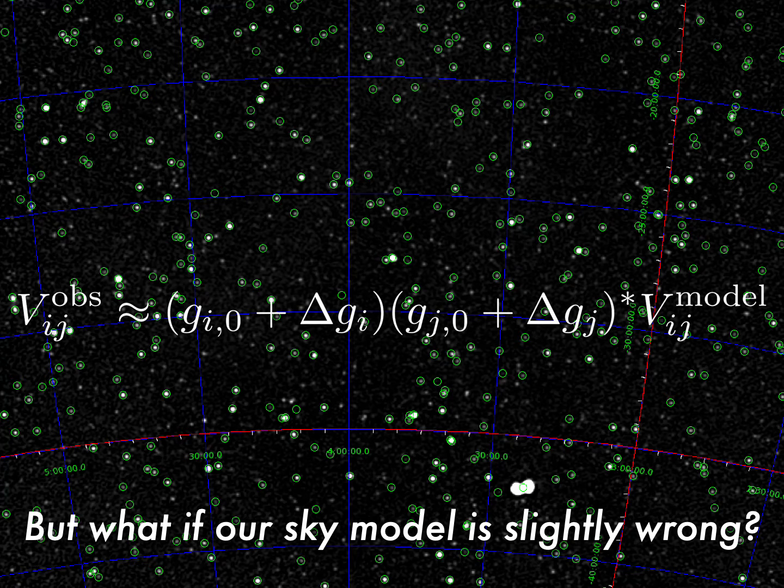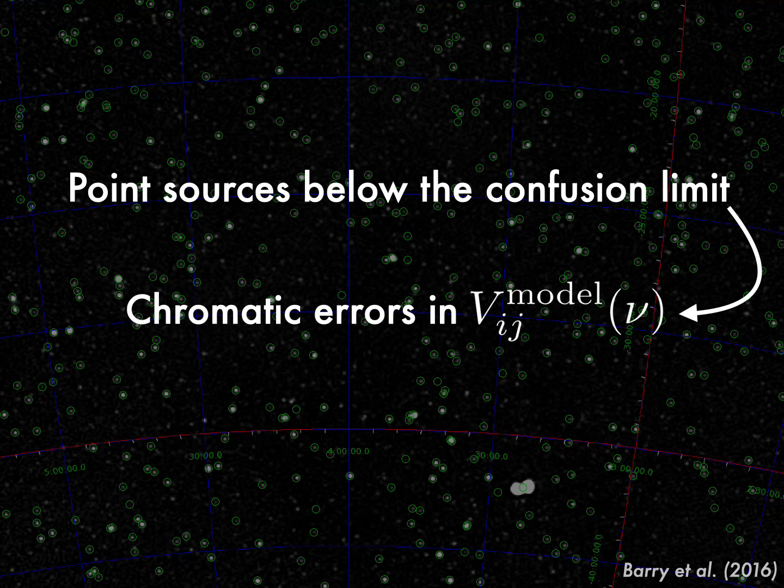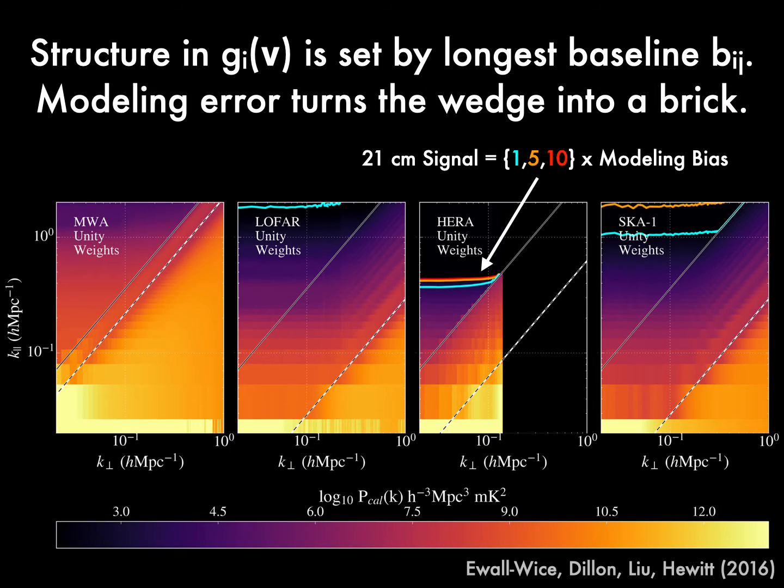and there are lots of sources in the sky, and it's often hard to tell point sources from side lobes of point sources. In particular, if you have a lot of point sources that are below the confusion limit, so they're basically the side lobes, you can't tell the point sources from side lobes. As Nicole Barry showed several years ago now, those will create chromatic errors in your model visibilities that you're using to calibrate, which will then lead to spectral structure in the gains themselves. And in particular, what I and collaborators showed a few years ago was that the structure in the gains is set by the longest baseline involved, because the longest baseline is the most chromatic.